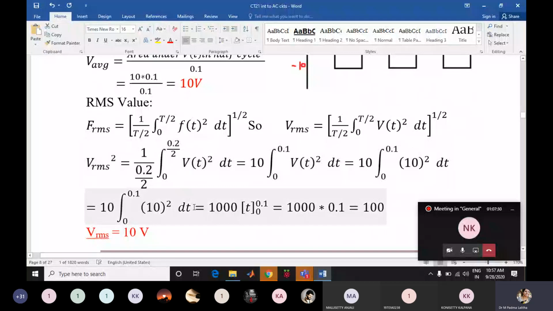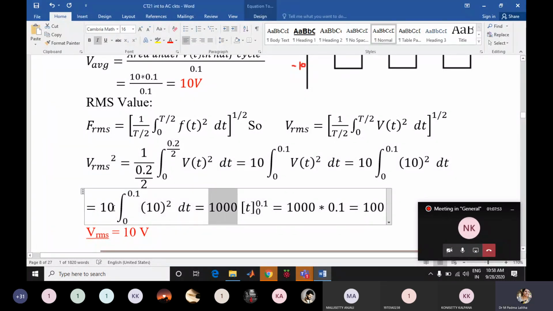So 1 by 0.2 by 2 is 1 by 0.1, that is equal to 10. So integral 0 to 0.1, V of t I am replacing with 10. So 10 square dt. What is 10 square? 10 square is 100. This is a constant, so you can take it out of the integration. So it becomes 1000. And what is the integral of dt? Integral dt is t, with the limits 0 to 0.1. So all of you see the stepwise derivation or substitution.